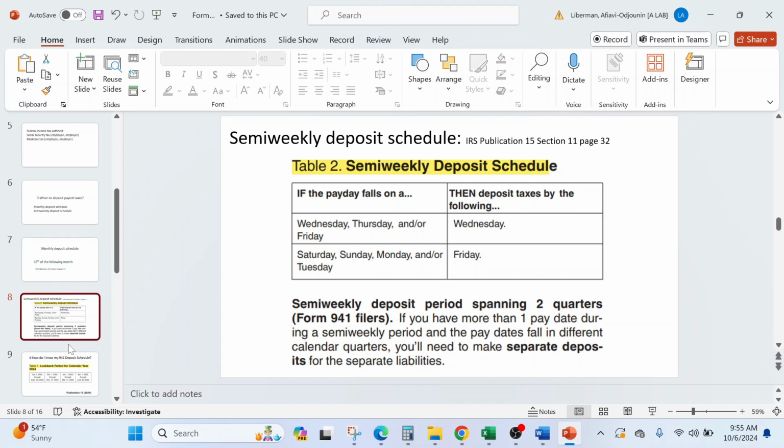If you are a semi-weekly depositor, then you pay twice a week. You make deposits in your EFTPS account twice a week, Wednesday and Friday. And I believe I have a video explaining that in detail. But that is that. So if you make payment on Wednesday, Thursday, Friday, the next Wednesday you make that deposit. So for payroll wages that you pay on Saturday, Sunday, Monday, and Tuesday, you make that deposit that same week on Friday or by Friday. So you make 2 deposits a week.